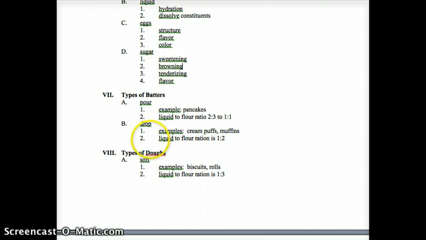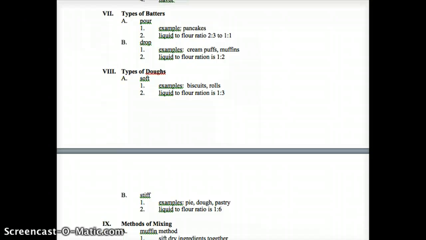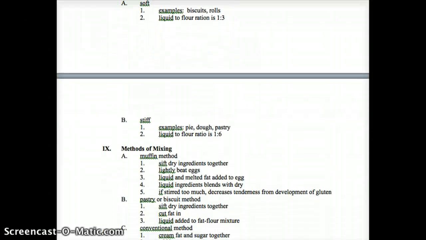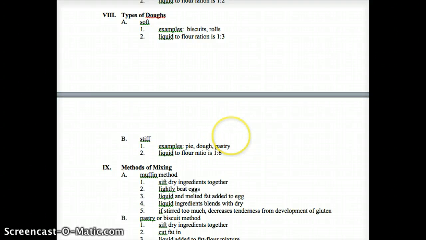Types of batters: a pour batter versus a drop batter. You definitely need to know that. Types of dough: soft, that's kind of basic, versus stiff. Like here she puts actually a pastry batter or a pastry dough versus a biscuit dough, and you know that's going to be soft versus stiff.